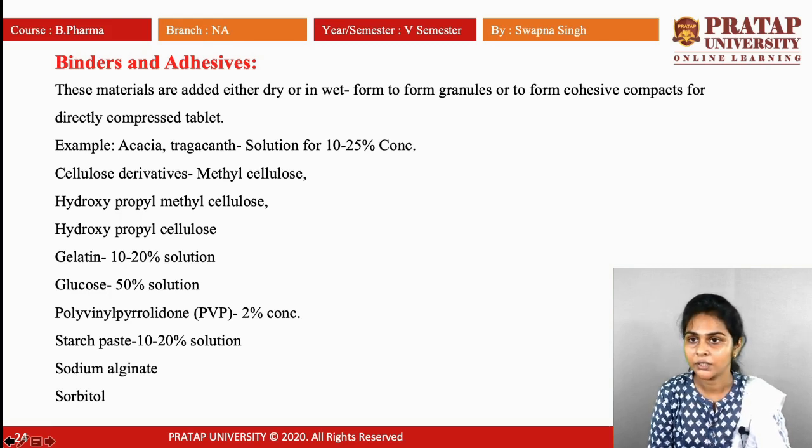Okay, next, examples of binders: acacia, tragacanth. If you take tragacanth, the solution should be at a concentration of 10 to 25%. Next are cellulose derivatives, for example methyl cellulose, then hydroxypropyl methyl cellulose, then hydroxypropyl cellulose. Next is gelatin, 10 to 20% solution, and glucose, 50% solution, sorbitol, sodium alginate, etc.